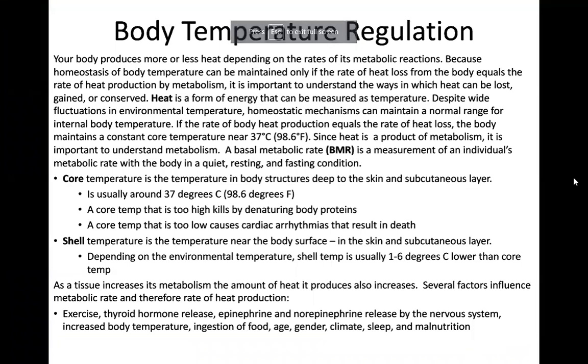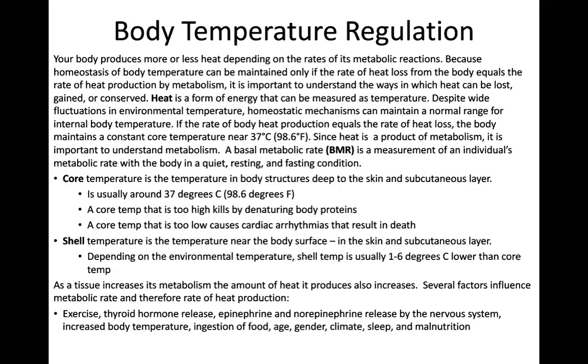So let me read through. Your body produces more or less heat depending on the rate of its metabolic reaction. Because of homeostasis, body temperature can be maintained only if the rate of heat loss from the body equals the rate of heat production by metabolism. It is important to understand the ways in which heat can be lost, gained, or conserved. So what is heat? It's a form of energy. It's kinetic energy that can be measured as a temperature.